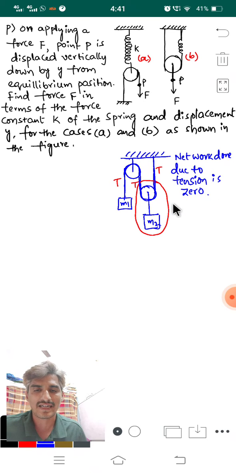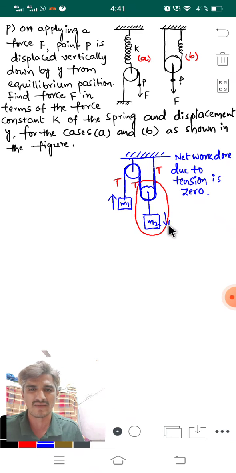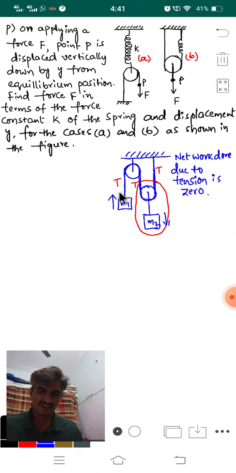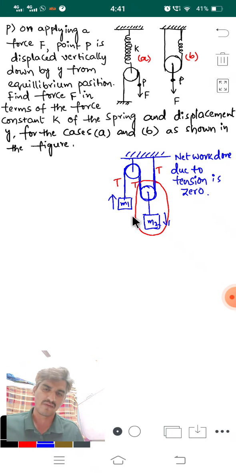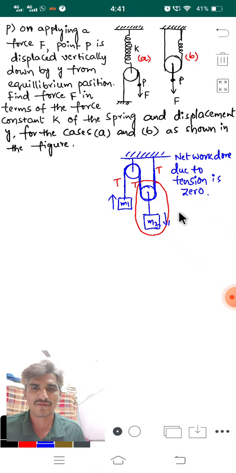So that's why, work done due to tension on M1 and M2: let us assume that M1 is moving upwards and M2 is moving downwards, whatever it may be. But the thing is, we have to write work done due to tension on M1 and M2. Work done formula is what? Force into displacement. Here what is the force? Tensional force. If this is T and this is T, then the tensional force on M2 is 2T.